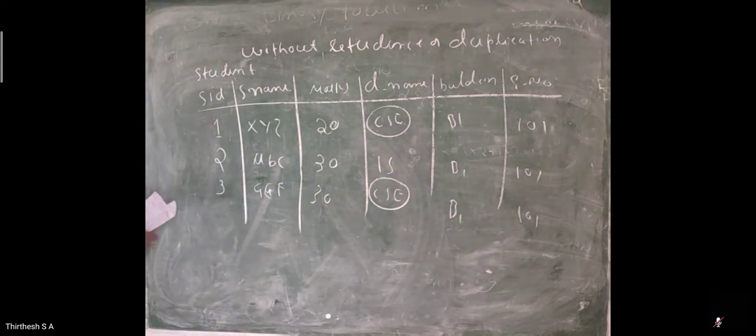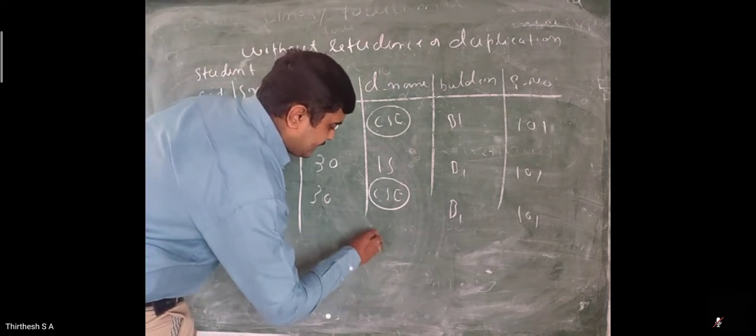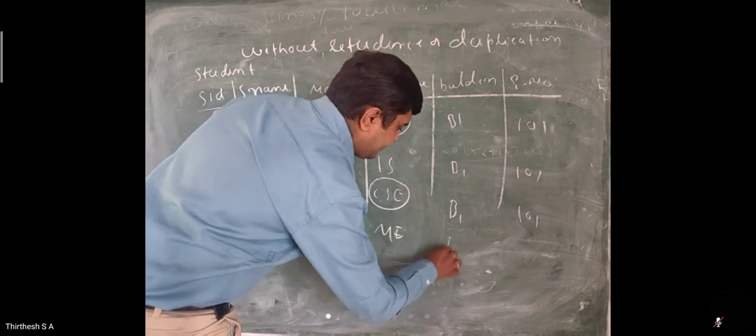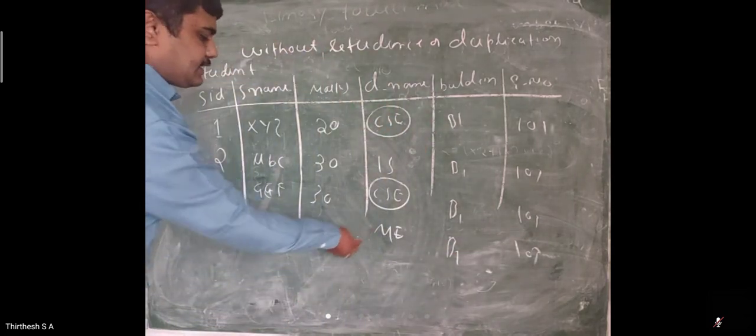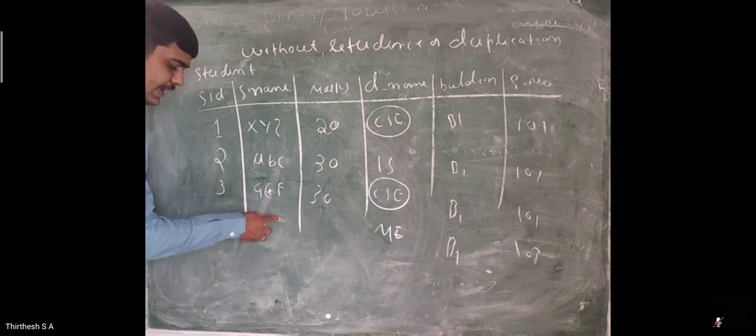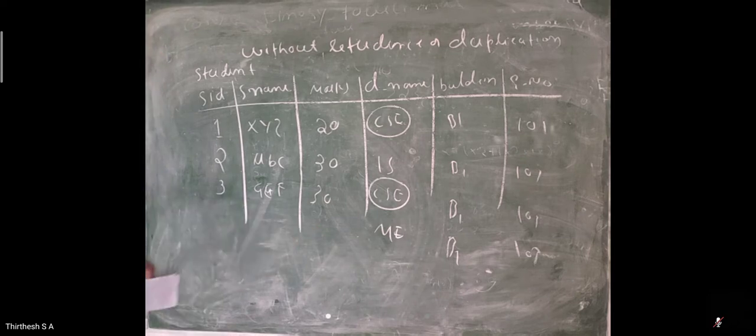If I need to enter only a department name, say the ME mechanical department with building 2 and room 103, I can't enter it like this, because I have different entries to be done. So this is known as insertion anomaly. When there is an error while making an insertion, such a kind of insertion problem is known as insertion anomaly.